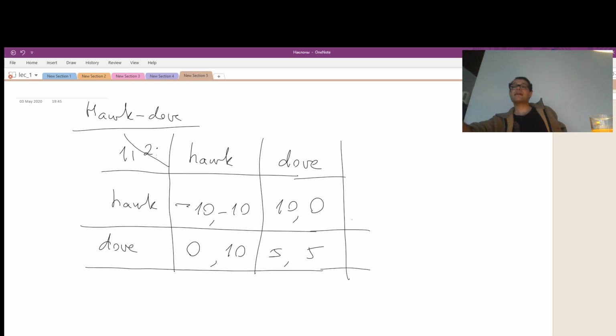Please notice here there is no dominant strategy, because it's a symmetric game. So as a row player, if the other guy is a hawk, it's better for me to be a dove. I don't want to fight. On the other hand, if the other guy is a dove, it's better for me to be a hawk because I want to get everything for free. So in this case, there is no dominant strategy.